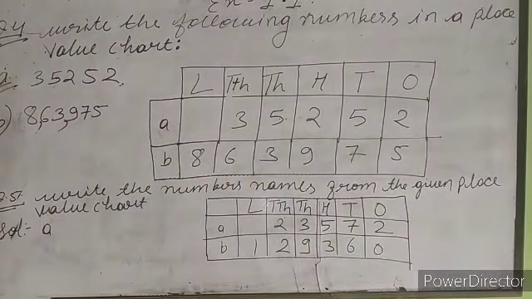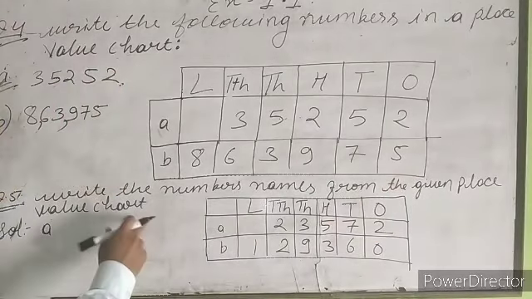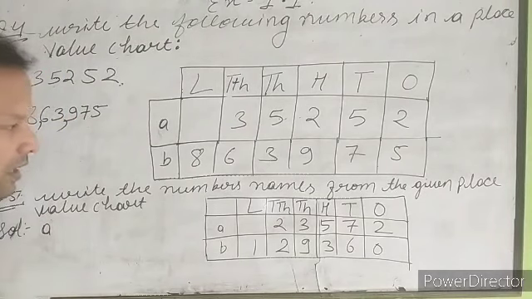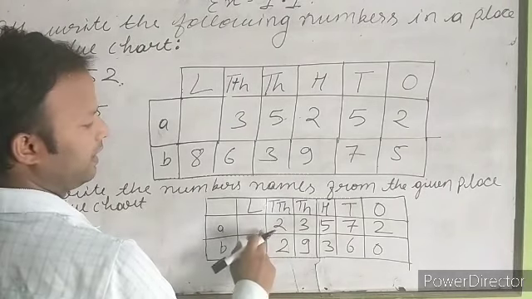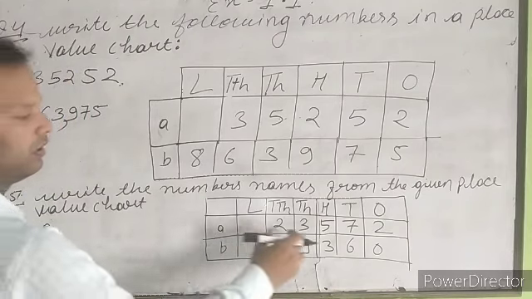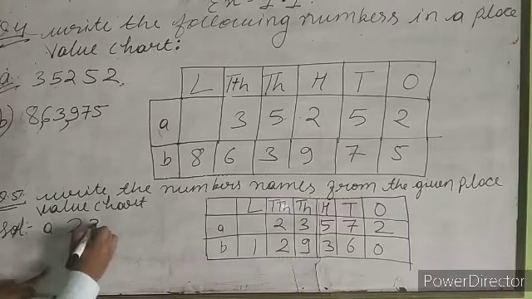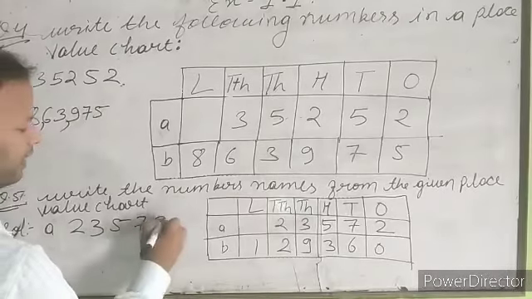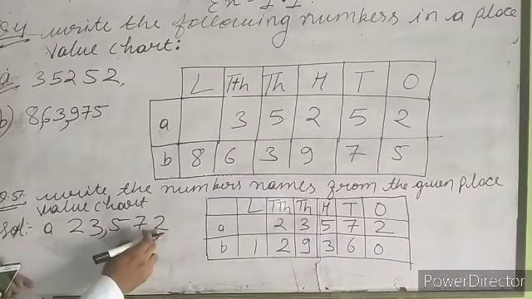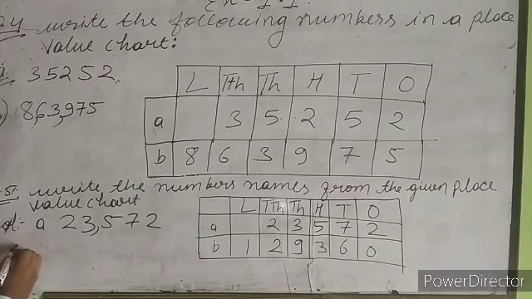Now the question number 5 is write the number names from the given place value chart. Here you have to write the number names. Now see here the place value chart is already given in the question book also. So you can read like this only. First here it is written 2, 3, 5, 7, 2. Okay. Now put the commas. So what is there? Ones, tens, 100, 1,000, 10,000.